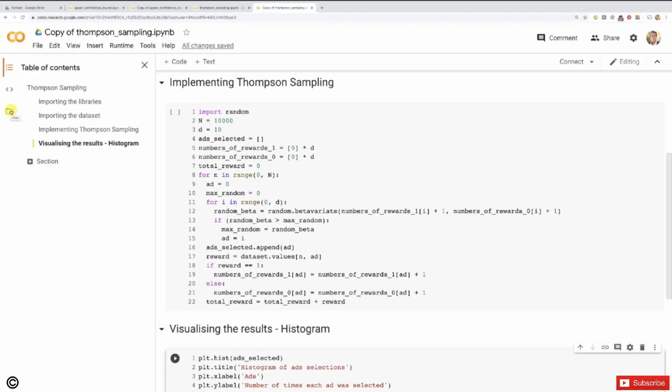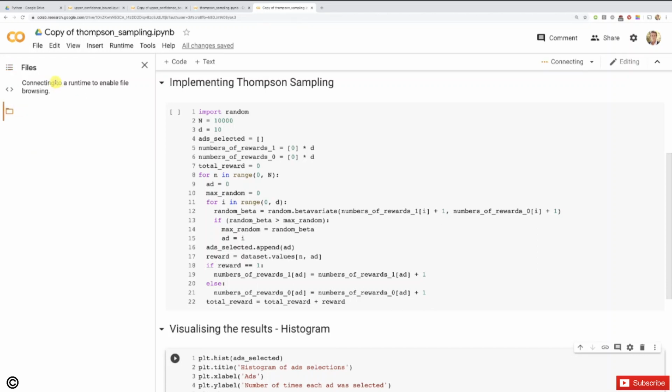Enough talking. Let's click this folder here to upload the dataset into the notebook. Let's not forget to do this because we actually have not run any cells so far. So right now it is connecting to a runtime to enable file browsing. And in a second, we should see, hopefully, the upload button. It is not coming, but sometimes it takes time. There we go. All right, so the upload button, let's click it.